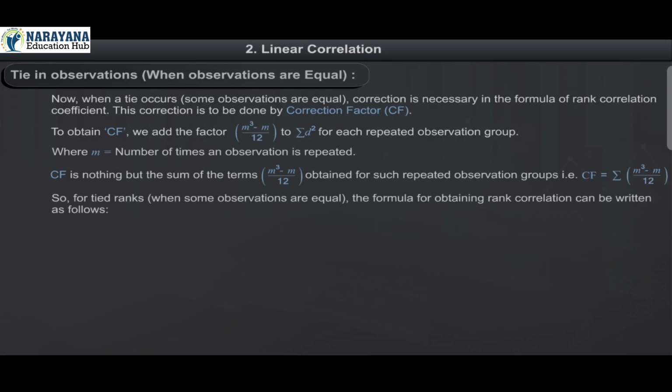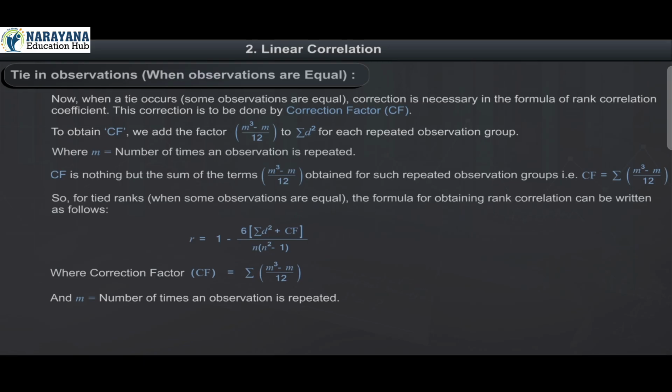So for tied ranks, when some observations are equal, the formula for obtaining rank correlation can be written as follows. R = 1 − 6(Σd² + CF) / (n(n² − 1)), where the correction factor, that is CF, is equal to Σ(m³ − m)/12 and m is equal to the number of times an observation is repeated.